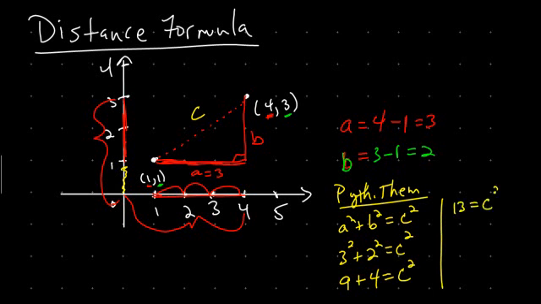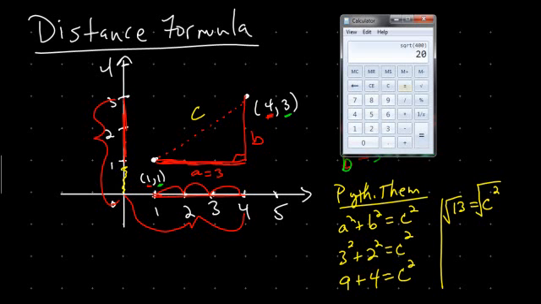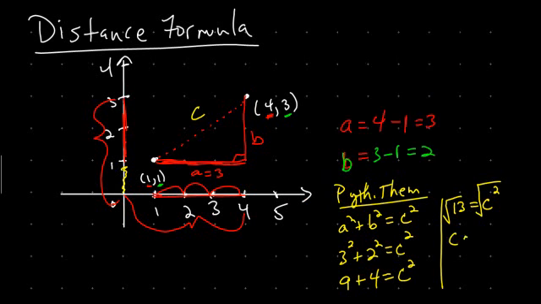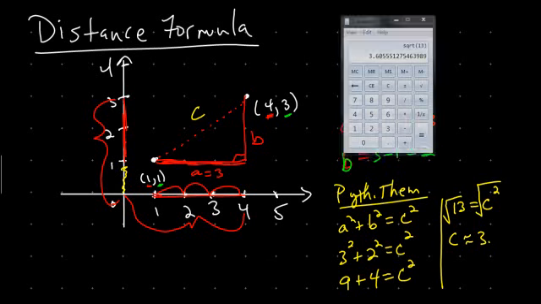And again, I don't want to find c squared. What I'm looking for is c, so I take the square root of both sides. We can do anything we want as long as we do it to both sides. And let's get a good approximation of the square root of 13. So c is approximately equal to 3.606.